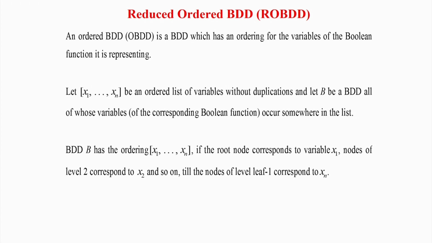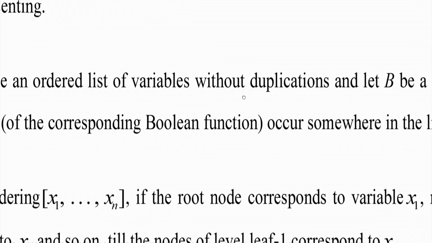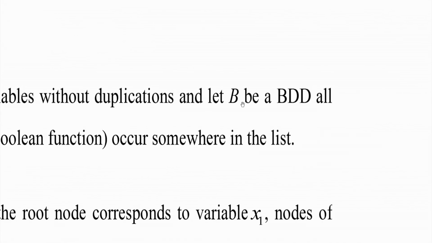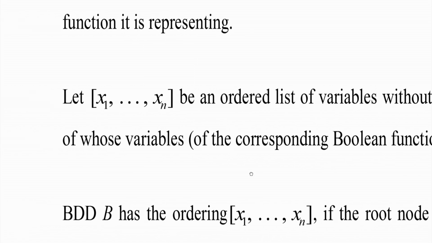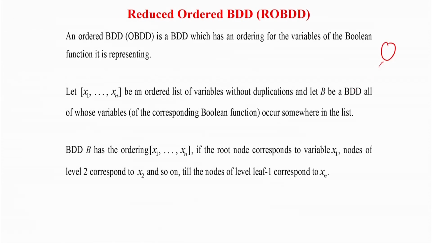Now this is mathematical. What do you mean by a variable ordering? Let x1 to xn be the ordered list of variables without duplications, because A, B, C, D, E, F, no variable should be duplicated. These are all your input variables x1 to xn, and let B be a BDD whose variables occur somewhere in the list. There are a lot of variables x1, x2, x3, and all of them appear at some levels, maybe x2, x3, this may be x5 or something like that. That means in your binary decision diagram, none of the variables are redundant. At least in one path they are there. When you are drawing the diagram, it is not the case that the node x3, say, appears nowhere in it. In one path it may not be there, but in another part it is there.